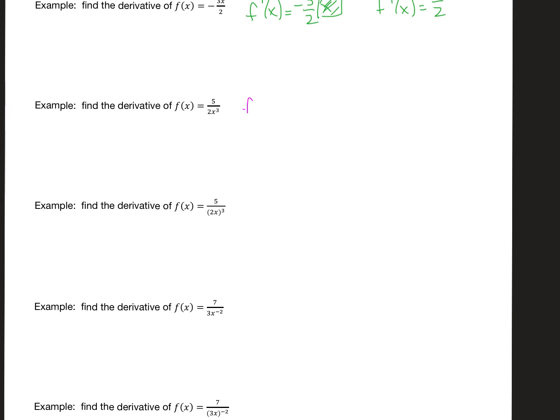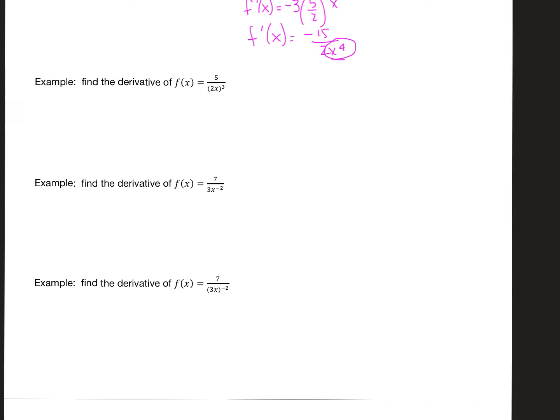Okay, so on this one, I'm going to rewrite my original as 5/2 times x to the -3. And then I'm just going to apply that rule, which says take the exponent out in front, multiply it by the constant, and decrease the exponent by 1. And then again, simplify. So we end up with -15/2 x to the 4th. Again, really important that you recognize that this is in the denominator.